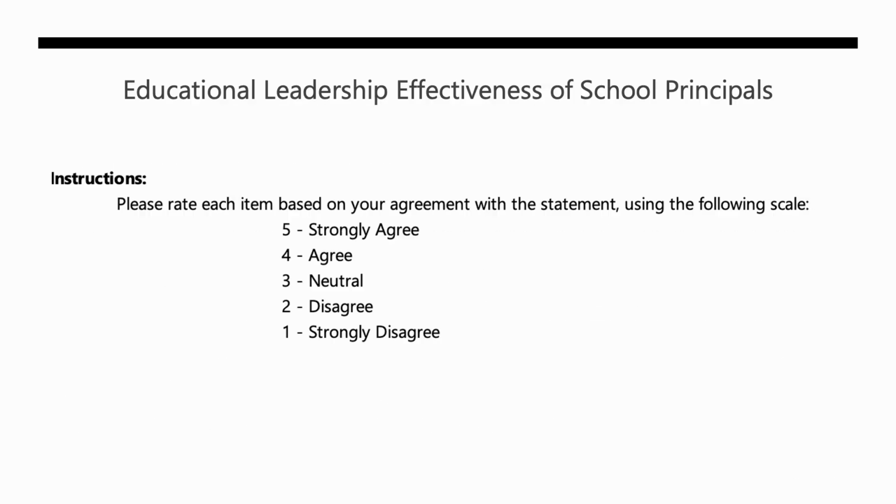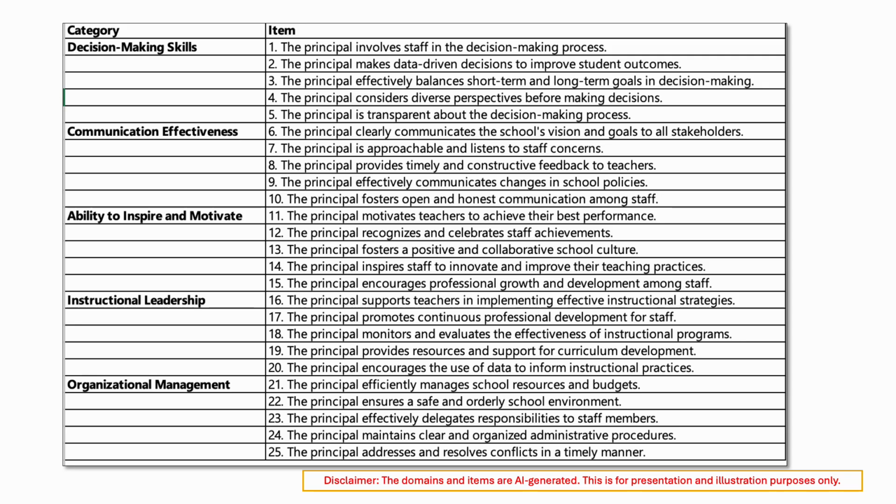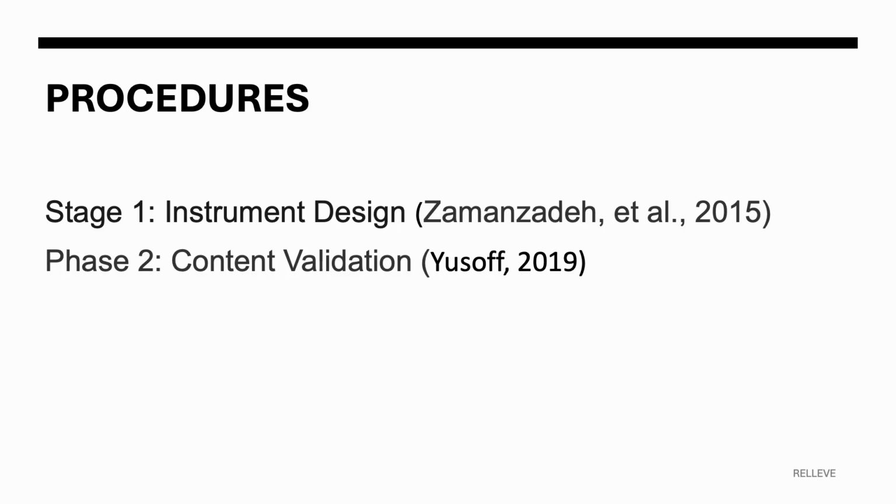Here is the initial draft of the research instrument to assess the educational leadership effectiveness of school principals. These are the domains and items constructed to assess the educational leadership effectiveness of school principals. The domains include decision-making skills, communication effectiveness, ability to inspire and motivate, instructional leadership, and organization management. We have now completed stage 1, instrument design, Zamanzadeh et al., 2015. Let's proceed to stage 2, content validation, Yusuf, 2019.